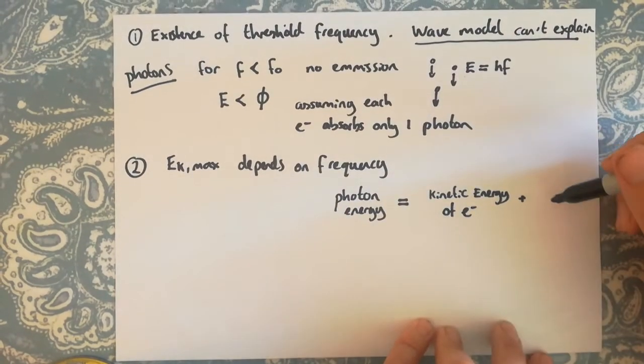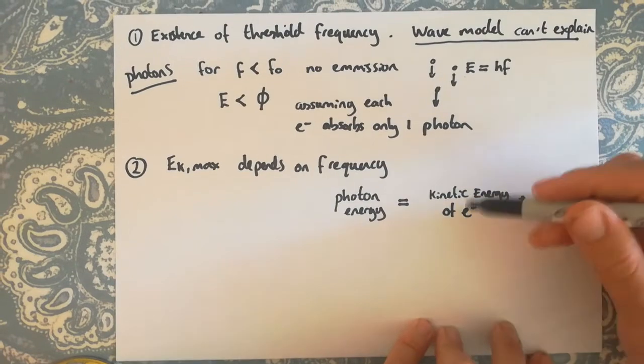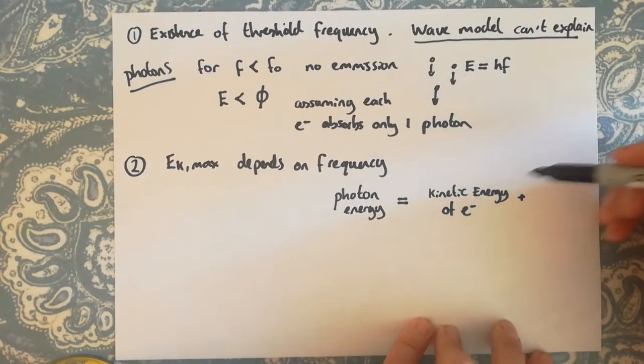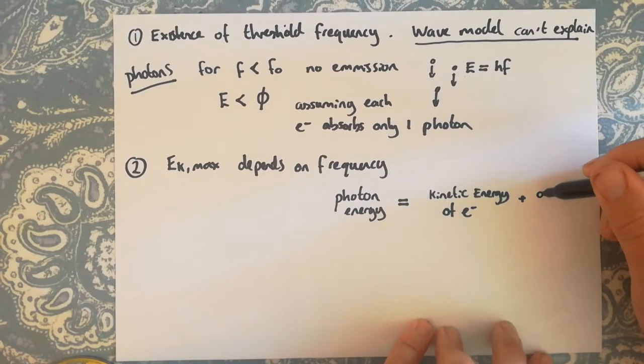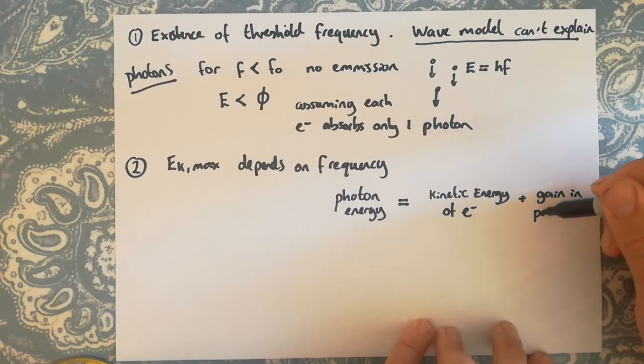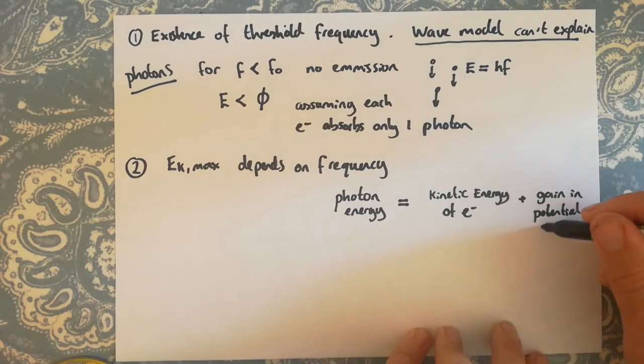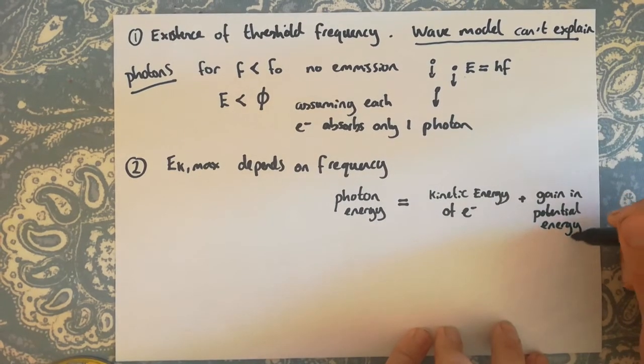and if the electron changes position subsequently within the metal or is freed from the metal, it's also going to gain, or at least change, the potential energy. So we'll write gain in potential energy because that's what's going to happen if the electron escapes from the metal. Okay.